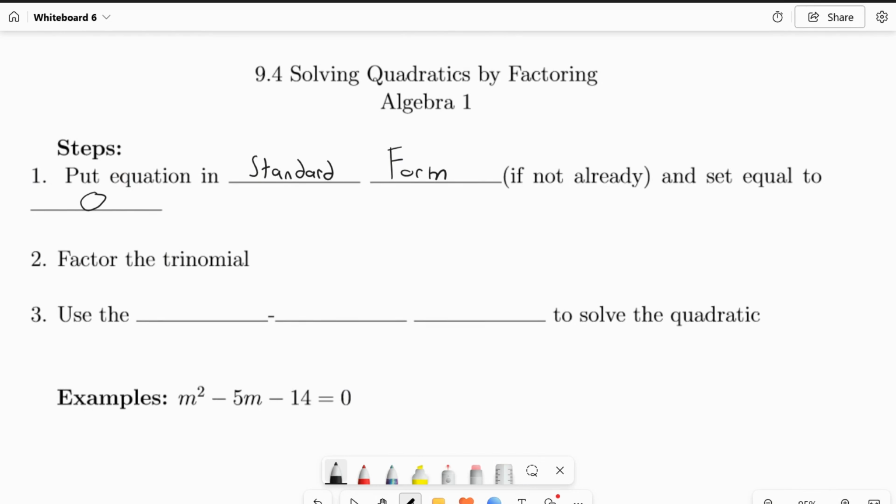All right, once it's in standard form and set equal to 0, then we will factor the trinomial using all of the factoring methods we have already discussed. Then we will use the zero product property to solve the quadratic for our particular solutions. So let's look at just a couple of quick example questions.